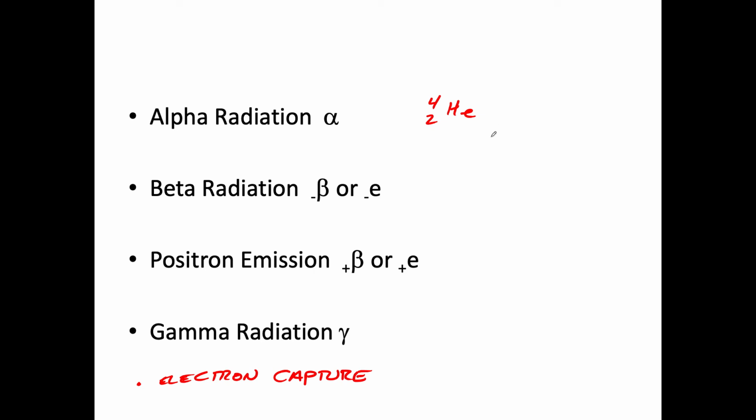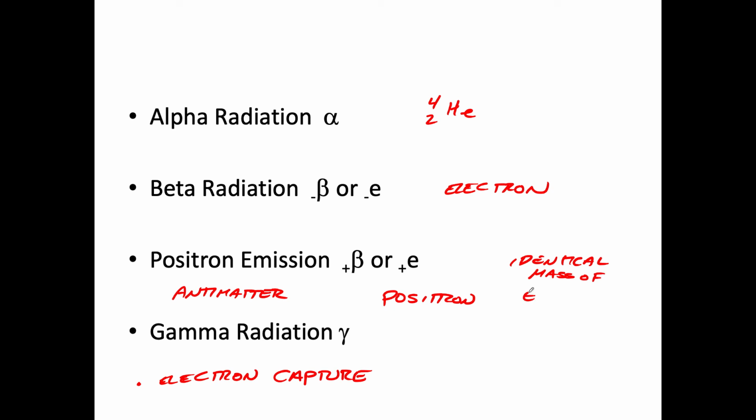This is very, very small. Beta is actually an electron. And positron, we realized about 50 years ago, that's what we call antimatter. It's actually the opposite of an electron, and we call it a positron. It has the same identical mass of an electron, but it's positively charged. So that's an opposite charge of the electron.